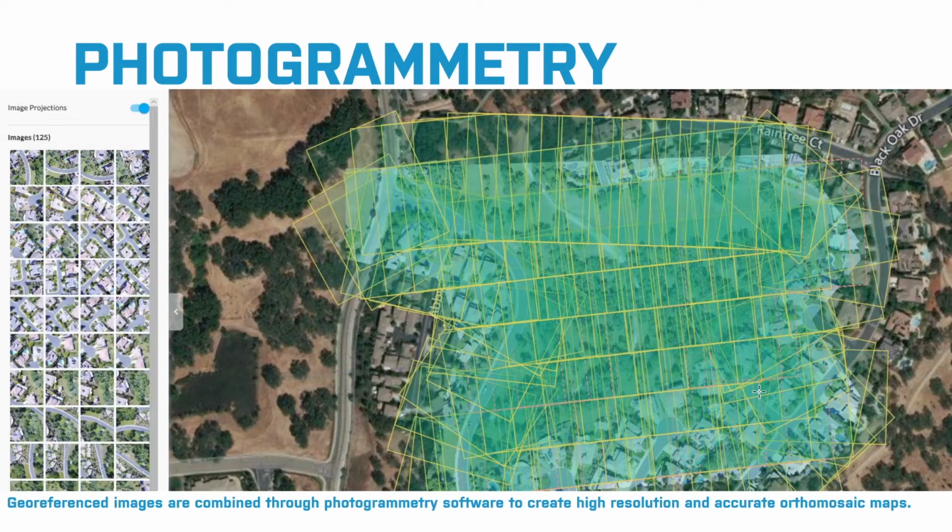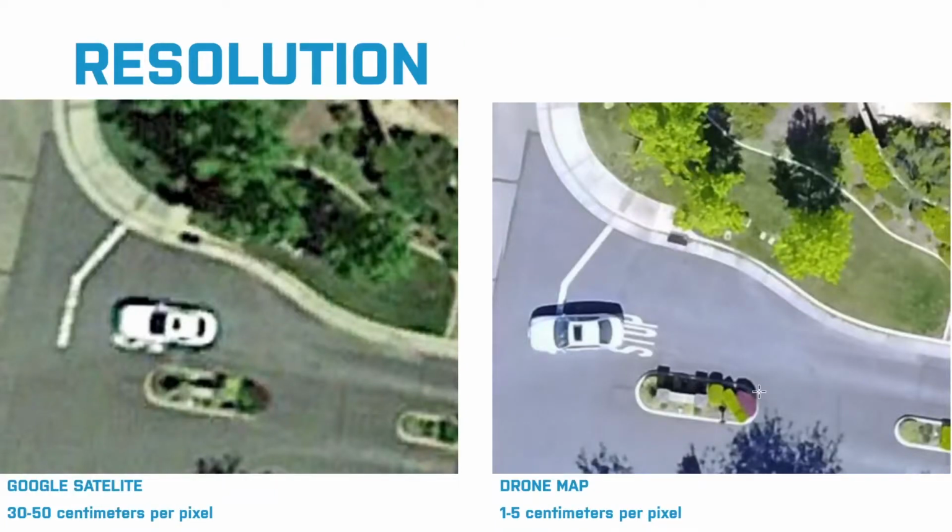And this is a very old technique, and it's been used for many years, but with the drone, it's become accessible to anybody who can have a drone. And here's an example of the resolution for a Google Earth image, which is fairly grainy on the left, and then a drone image, which is much more clear and precise. Google satellite views are typically 30 to 50 centimeters per pixel, so every pixel in an image is about 30 to 50 centimeters, whereas a drone it's 1 to 5, depending on your altitude.